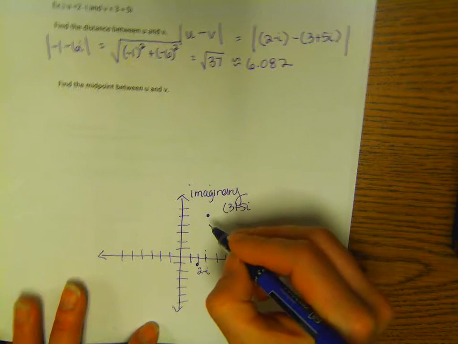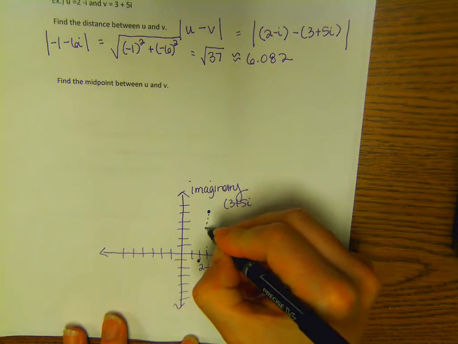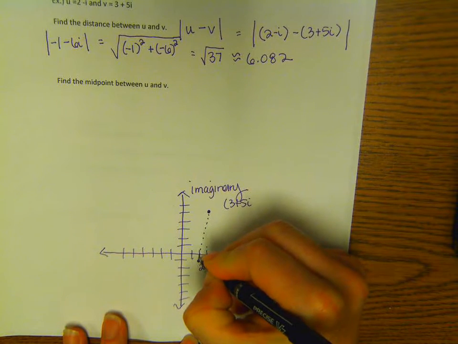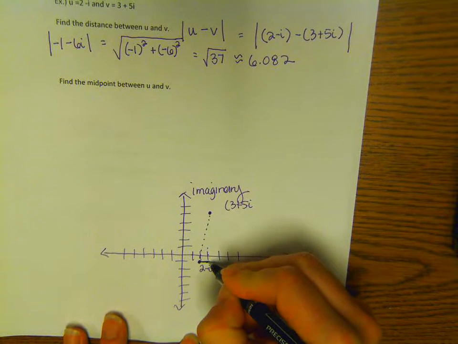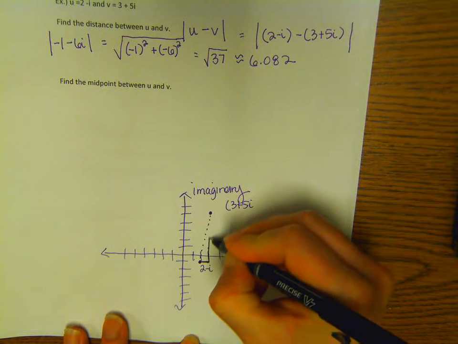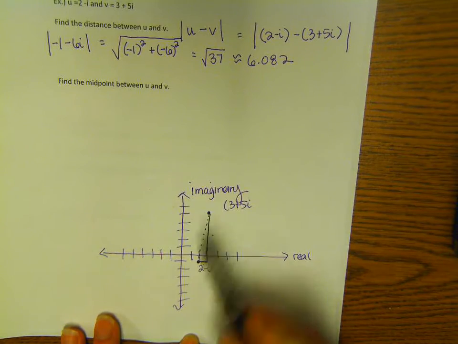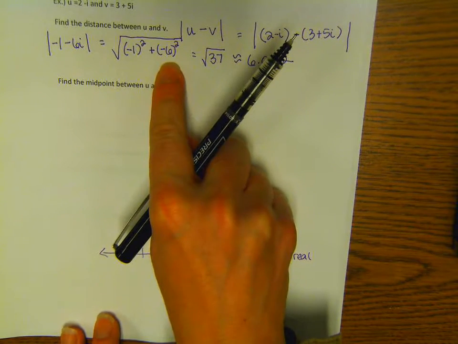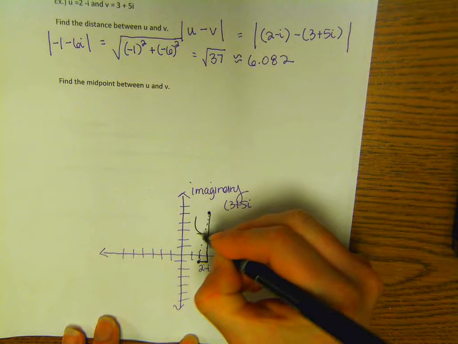Okay, so let me just give you a visual then. If I were to connect those, and that was the hypotenuse of a triangle, can't you see that I went over 1, up 6? Pythagorean theorem, 1 squared plus 6 squared. And so then I just found this distance, right.